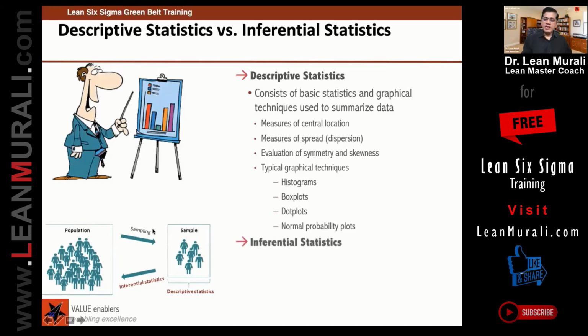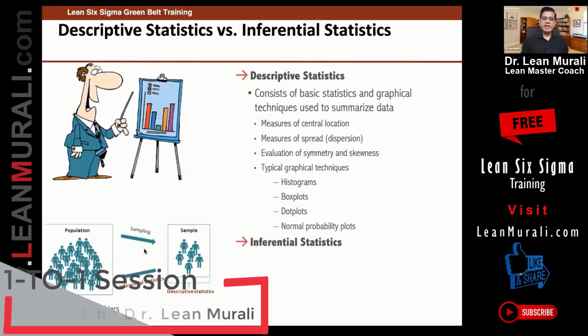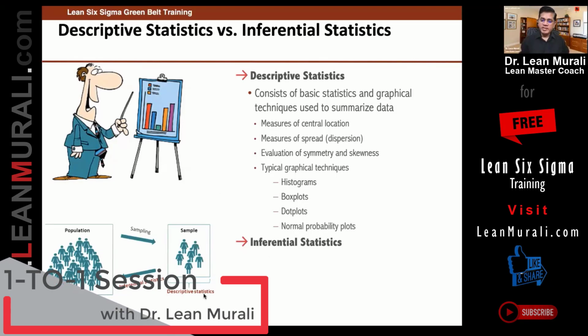Now, inferential statistics. It is not possible to measure the data from the entire population, because it is not feasible or it is very expensive. There are various reasons; collecting the entire population data will take a lot of time, and it's not required also. So statisticians take samples, do the descriptive statistics on the sample data, and infer on the population.